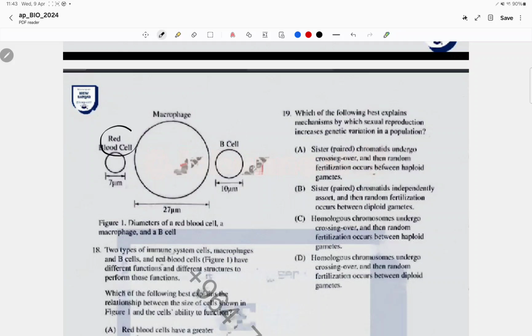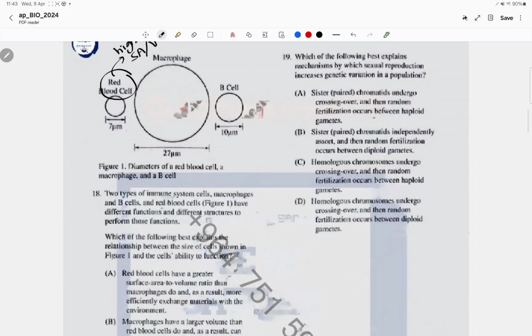So red blood cell is going to be the smallest cell. It has the highest surface area to volume ratio. Do you know this? You should know this, right? Just look at the size being the least diameter. And so they're going to be the most efficient at doing their job.